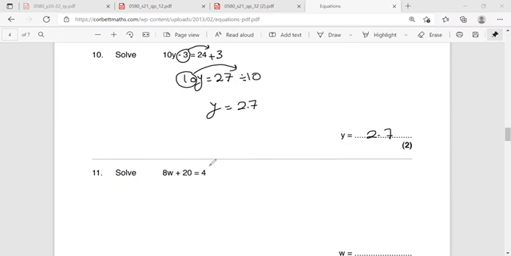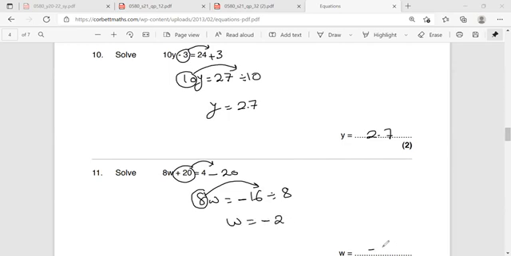It's all correct. 8w plus 20 equals 4. Plus 20 will move there as negative 20. 8w equals negative 16. After that, I will move the 8 to the other side as division. Negative 16 divided by 8, meaning w equals negative 2. And this is my answer here. It turned out to be a negative, which is also accepted.